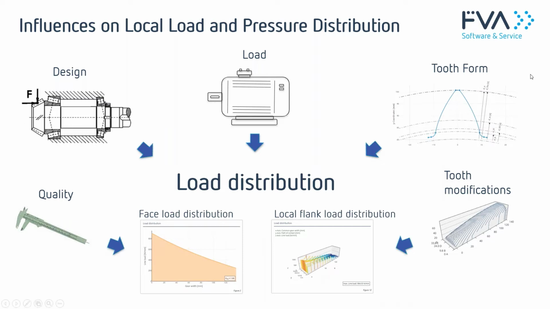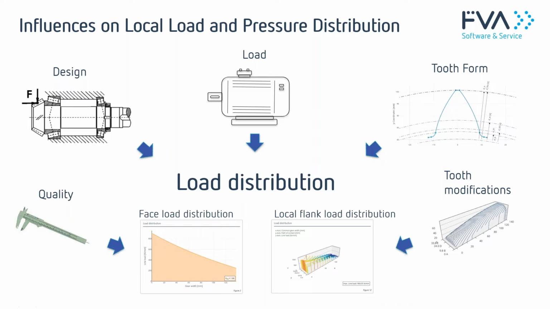Then, of course, the tooth form has an effect on the load and pressure distribution on the tooth lengths. And as I said, the quality and tolerances of the gears themselves and the tolerances of the bearing bores in the housing have a big influence on the load distribution. And of course, also the tooth modifications, with which you try to compensate all those influence factors.